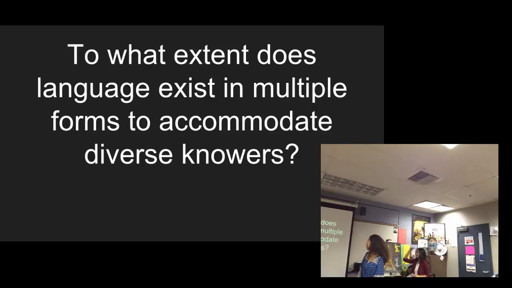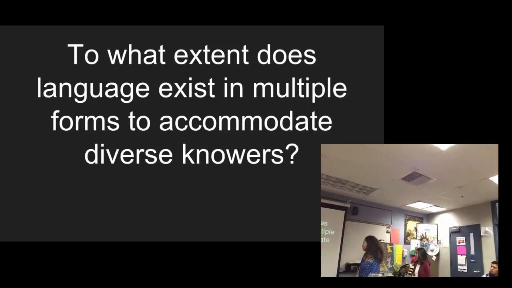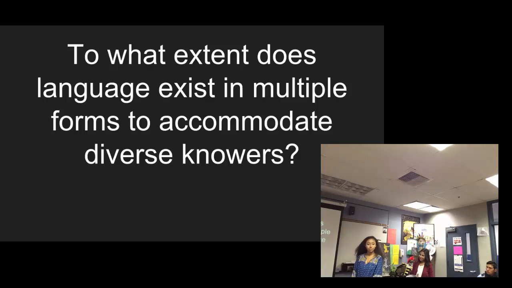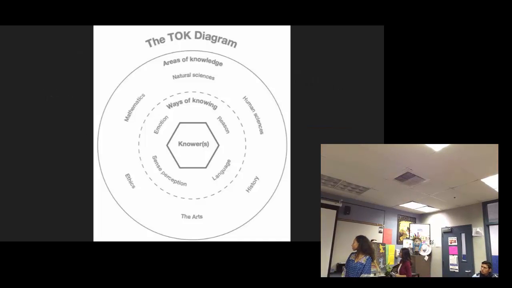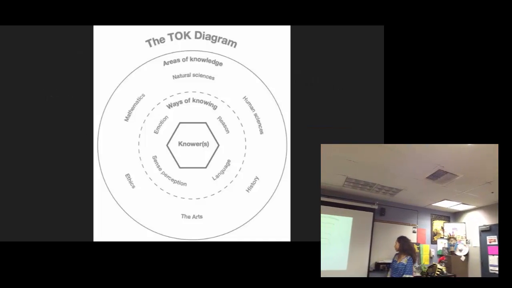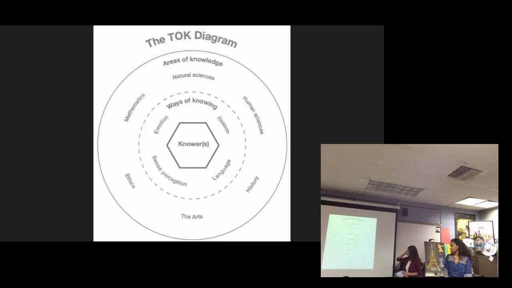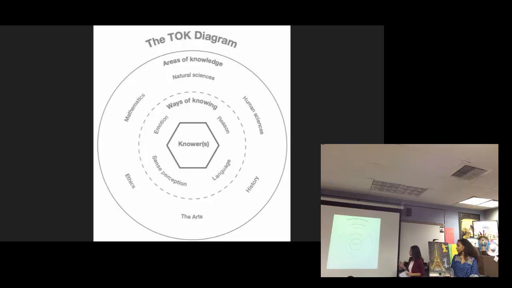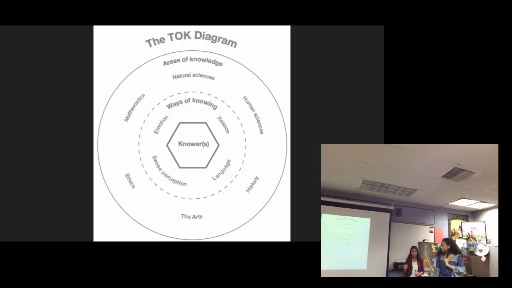Okay. So, our problem of knowledge is to what extent does language exist in the multiple forms to accumulate diverse knowers? This is a TOK diagram, and the outside are the areas of knowledge, and we will be looking at history and ethics through language and a little bit of reasoning to the meaning of language.